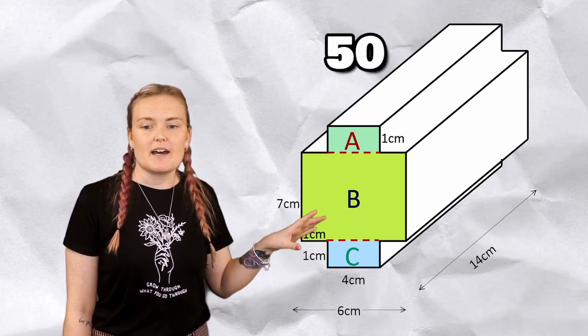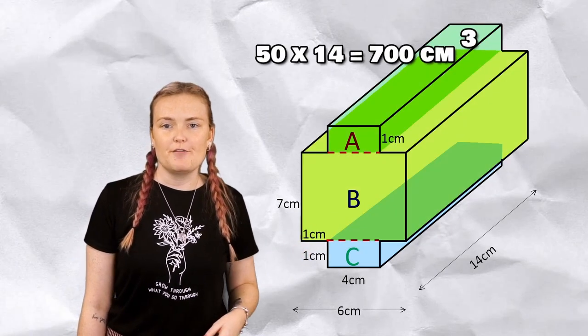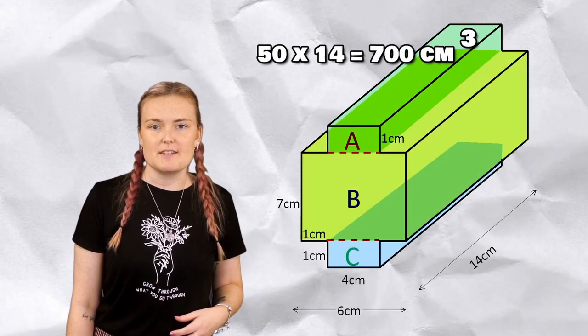Now we just need to times it by how far back it goes, which is 14. 50 by 14 is 700 centimetres cubed.